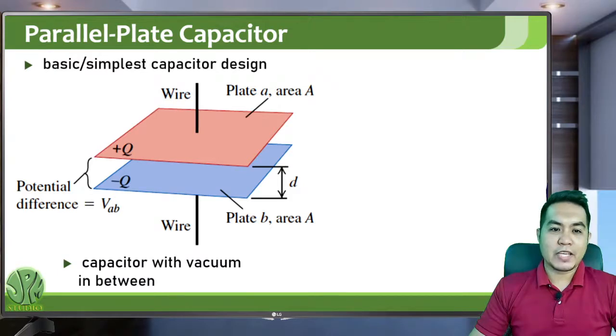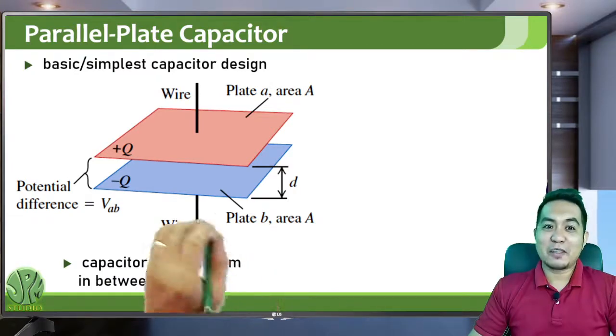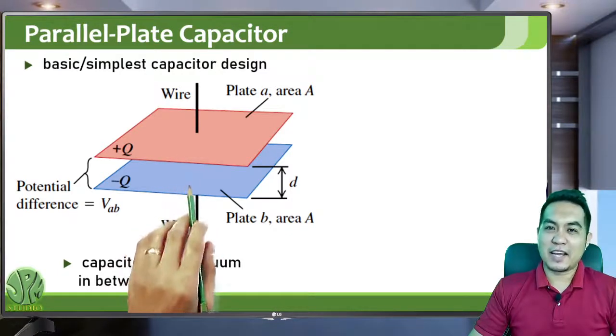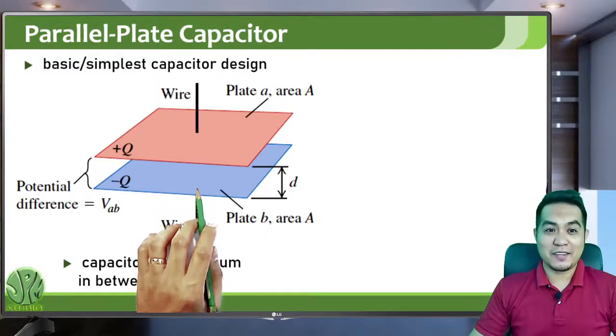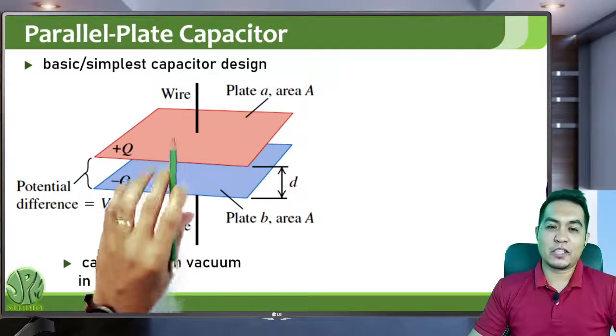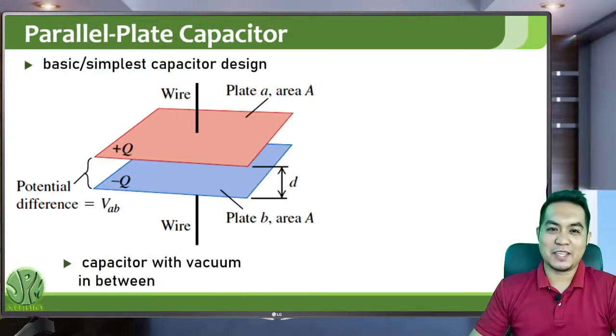And basically, there's nothing in between. So it's a capacitor with nothing, or vacuum, in between. This is actually just a theoretical capacitor. You cannot make a capacitor with nothing, just air in between, because if there's nothing between the positive and the negative conducting sheet, then these two conductors will most likely touch each other. And in that case, the capacitor will short. It will be a short circuit. So the positive Q and negative Q will cancel each other out, and they will be neutral. So no capacitor in that case.